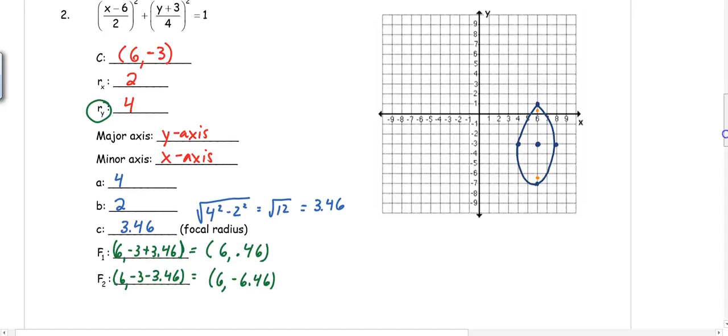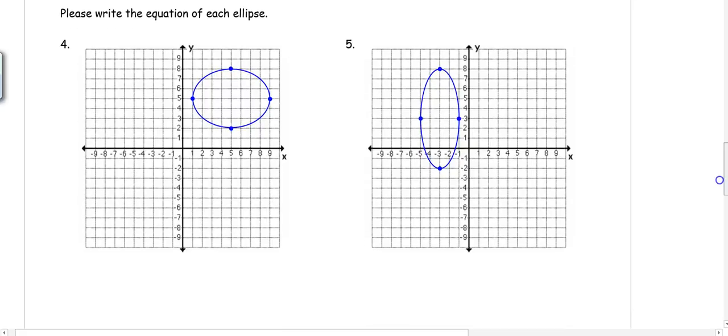Now let's go the opposite direction. You're going to be given a graph and you need to write the equation of the ellipse. So we need 3 pieces of information in order to write our equation. We need to know the center. So I'm going to look at where my 2 points would intersect to form my center. So my center is at 5, 5.